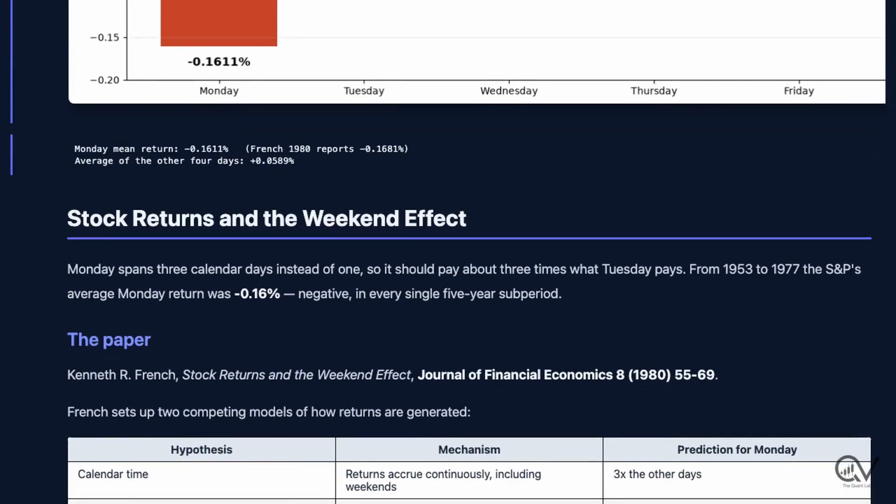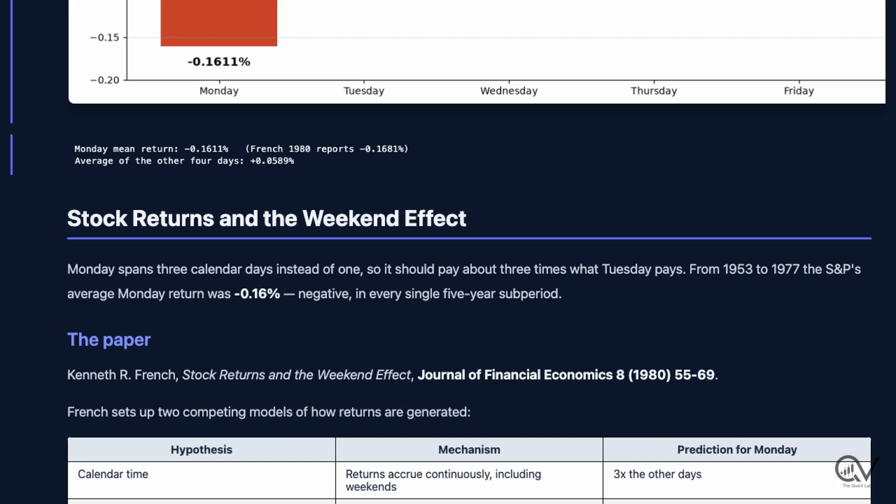That is the whole paper in one chart. 4 days of the week sit above 0. Monday sits well below it at minus 0.16%, and French's own published figure was minus 0.17. So a rebuild on data anyone can download today lands within 0.003 of a percentage point. That is not a rounding artifact, and it is not one bad decade.